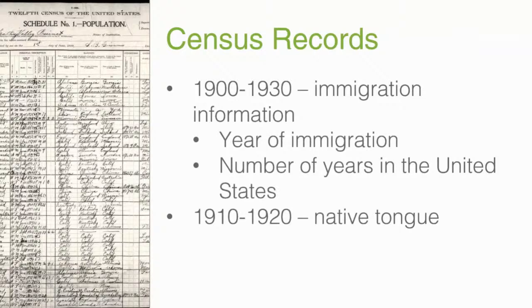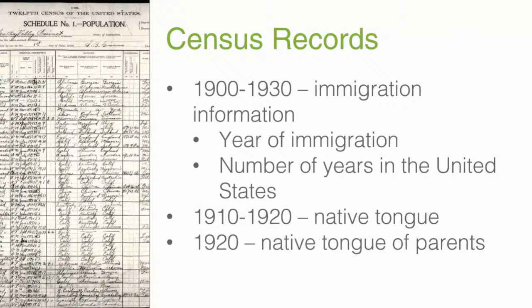Now, consider that your ancestor might have been living in the Austro-Hungarian Empire, so they might list the place of birth as Austria, but the native tongue might tell you that they spoke Czech, which tells you where in the Austro-Hungarian Empire they're coming from. They're not coming from Austria, they're coming from Czechia. 1920 asks for the native tongue of the parents, same thing, that's going to be helpful.